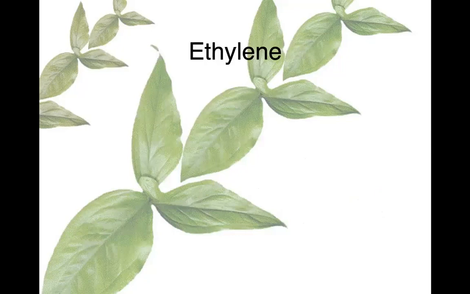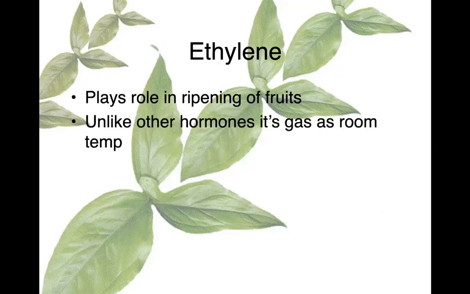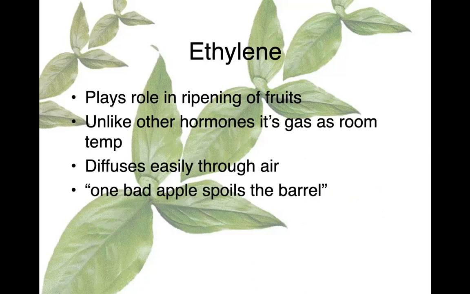Next is ethylene. This is one of my favorites because there's a very famous idiom in English that comes from this hormone. Ethylene's role is in the ripening of fruits. The one thing that distinguishes ethylene from all of the other hormones is that it's a gas at room temperature, so it can obviously diffuse easily through the air. The phrase that comes from ethylene is "one bad apple spoils the barrel." Sometimes you see "spoils the bunch."